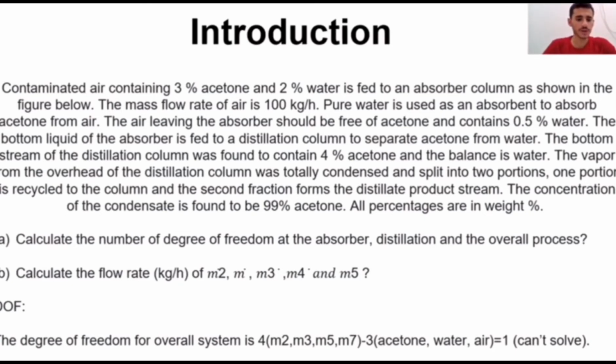For the DOF, we can say the degree of freedom for the overall system is 4 unknowns, M2, M3, M5, M7, minus 3 balances, acetone, water, air. This equals 1, canceling this DOF. This is our introduction. That was my part. I will leave the second and third parts to my friends to show to you.